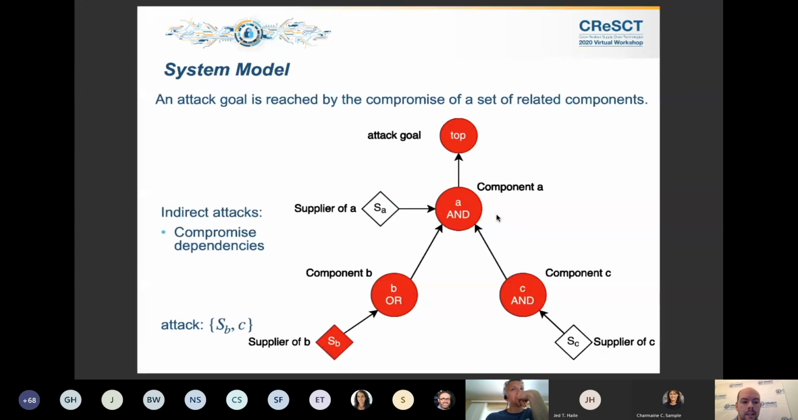We also have indirect attacks. These would be attacks that compromise the dependencies of a component. What's illustrated here is an attack on supplier B and component C. And together, the attack propagates through the system, leading to the security failure of component A, and that is, the attack goal has been reached.